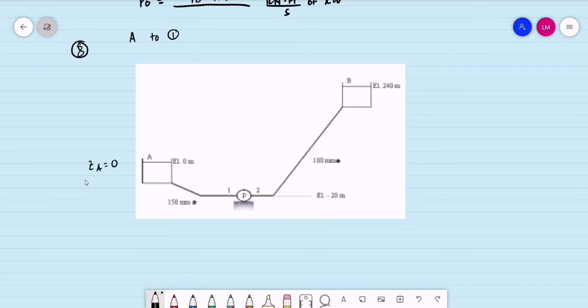So, elevation ni A is 0. Yung pressure head ni A ay also 0. Yung velocity sa A is also equal to 0. So, yun yung mga energy heads sa point A. Ngayon, okay, supposedly yung energy grade line ay bababa sa direction of flow.